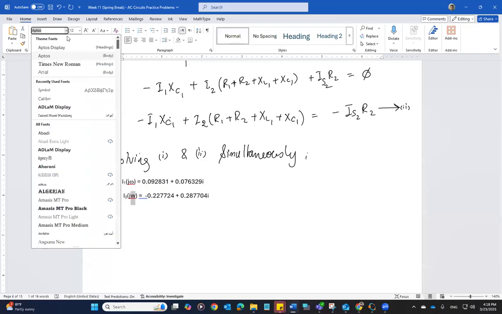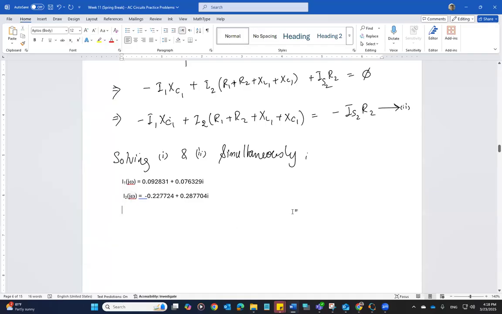Now in this case, I1 and I2 are not our final results. So you don't really have to convert that into polar form. You can just leave them in the rectangular form. Only the final result you need to convert into polar form. So these are not my final results.